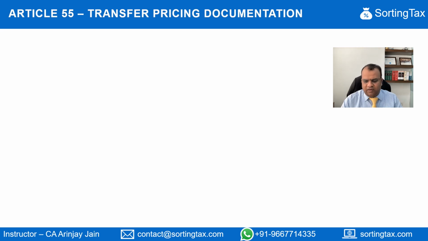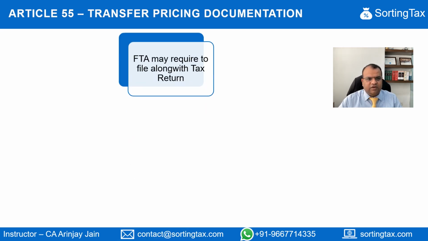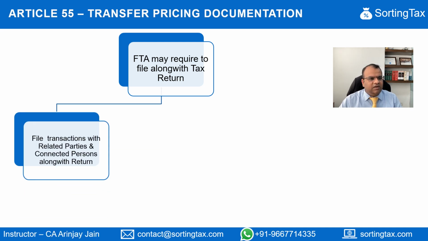Now, Article 55 of the UAE Corporate Tax Law deals with transfer pricing documentation. And what it says is that the FTA may require a person to file along with the tax return details of transactions with the related parties and connected person. So when you file your tax return, you may be required to file transactions with related parties and connected person. Generally, globally, this is done in the form of a separate certificate or a separate declaration.